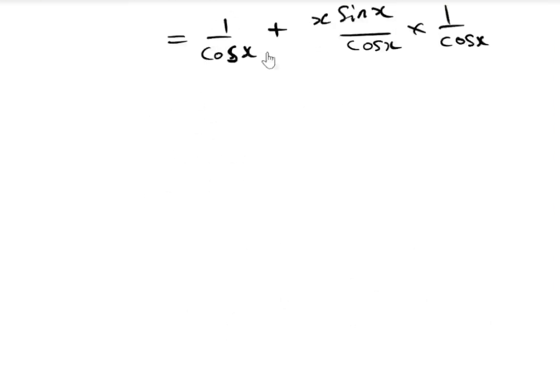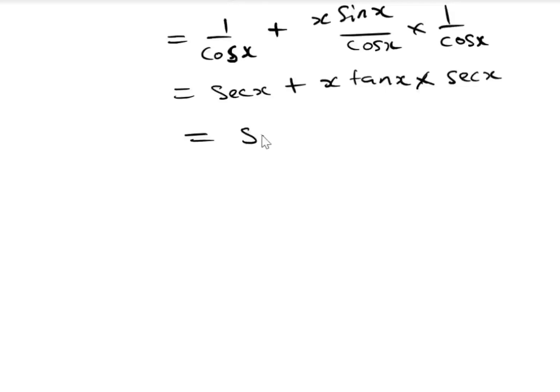From the trig ratio, we already know that 1 divided by cos x is sec x, and this is sec x plus sine x divided by cos x, which is tan x. So this is tan x multiplied by sec x, and this is equal to sec x into 1 plus x tan x, and this is our final answer.